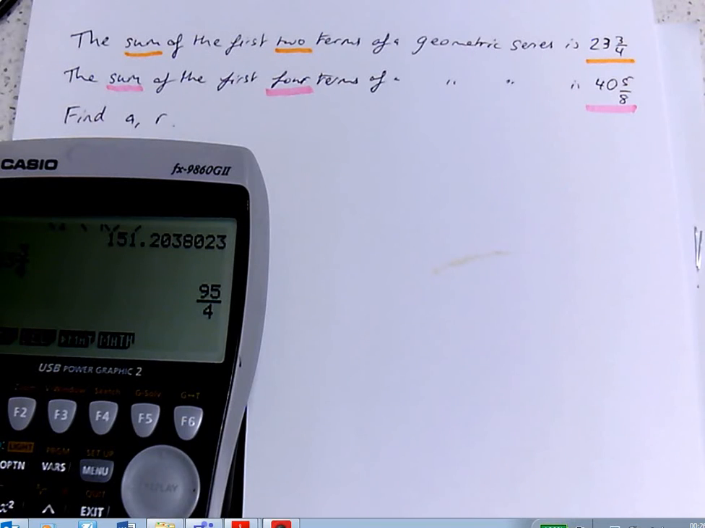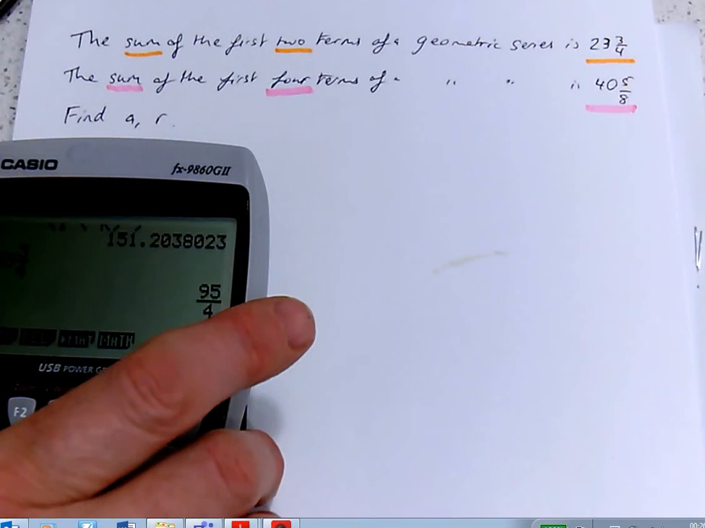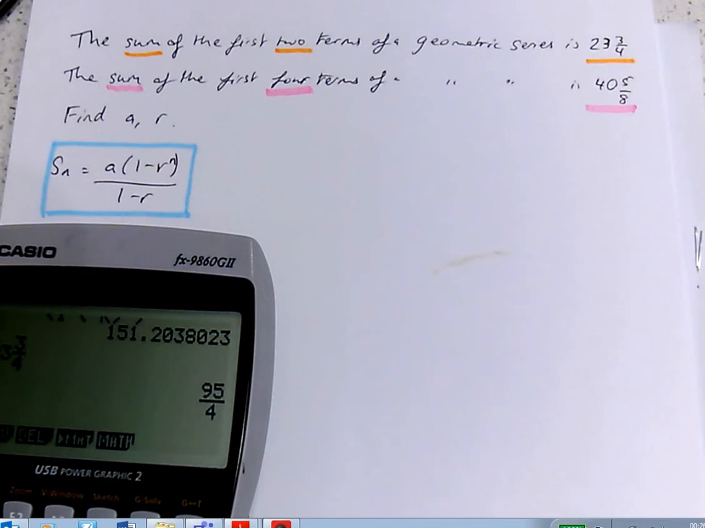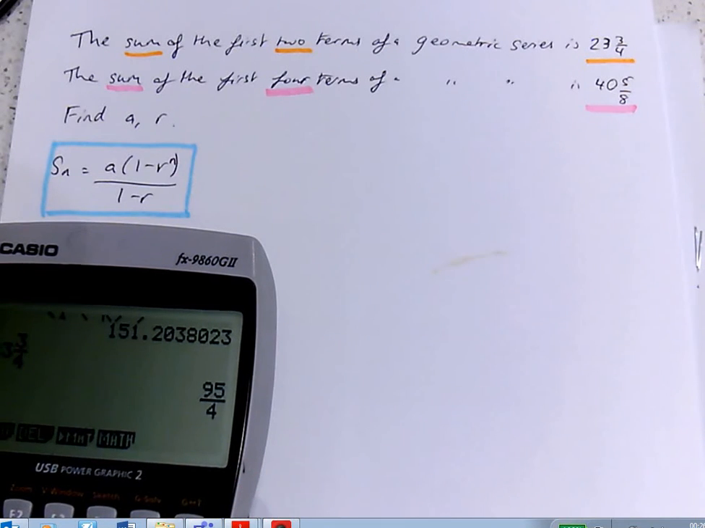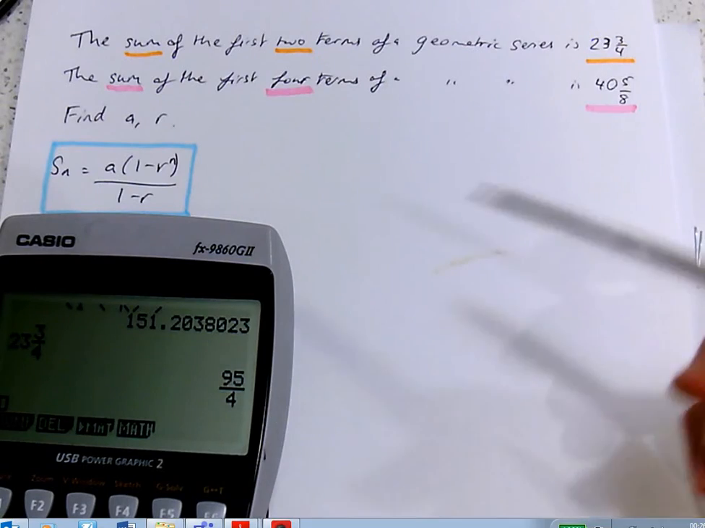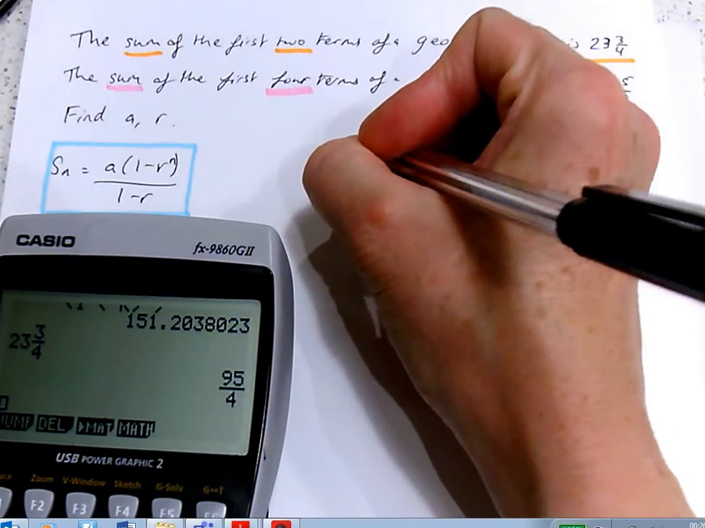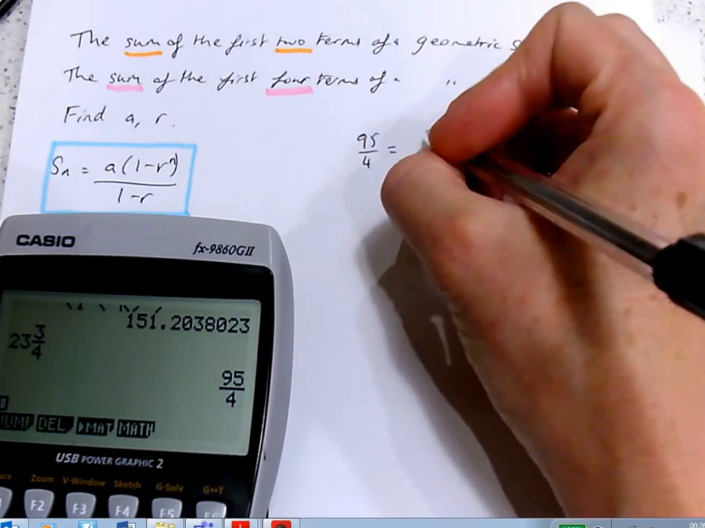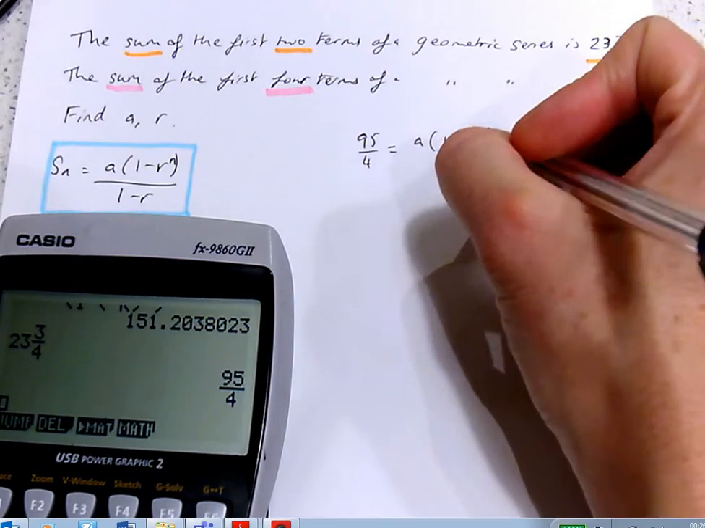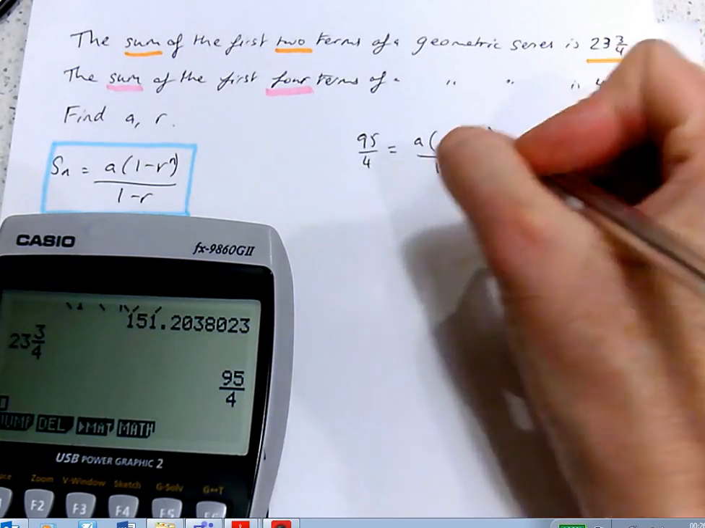So we know that we have a formula for finding the sum of the first n terms, and that's the formula you were given today, and it appears on your formula sheet. Okay, so let's write this information down using the formula. 23 3/4 is the same as 95/4, so we've got 95/4 is equal to a(1 - r^2)/(1 - r), since it's two terms.